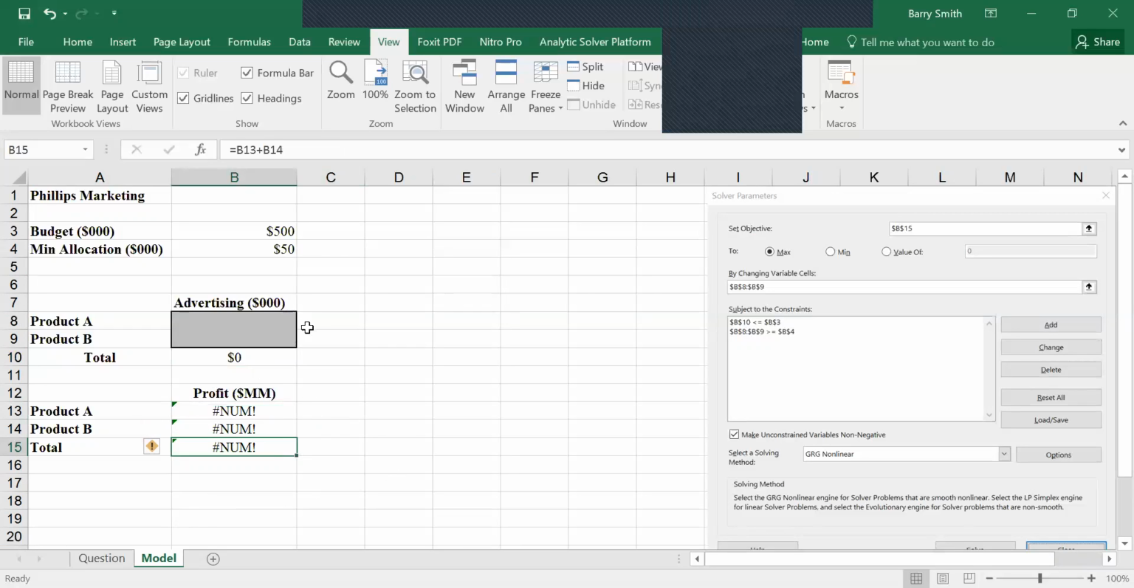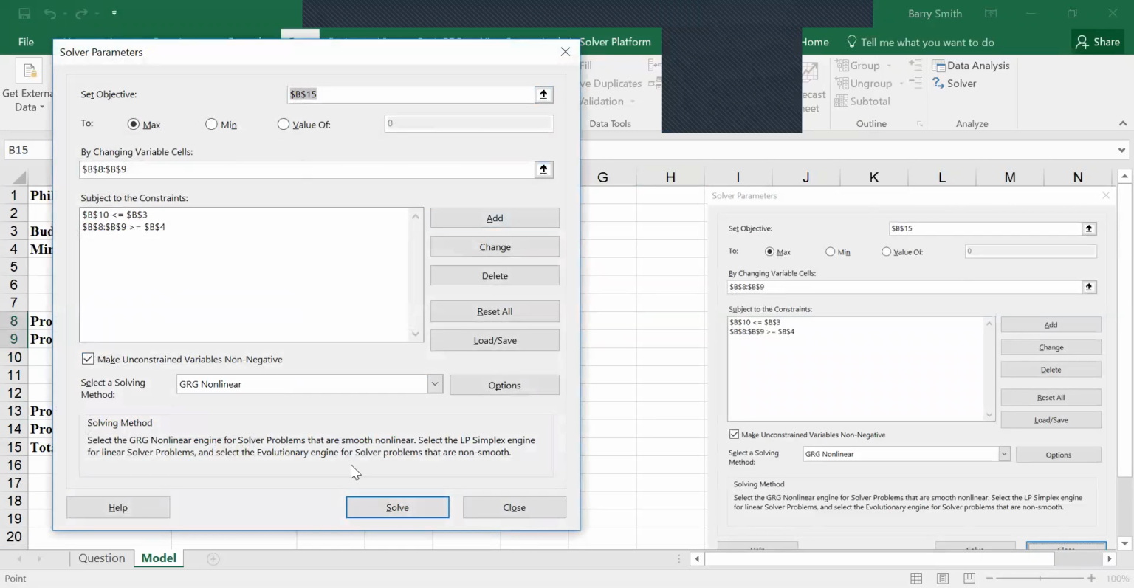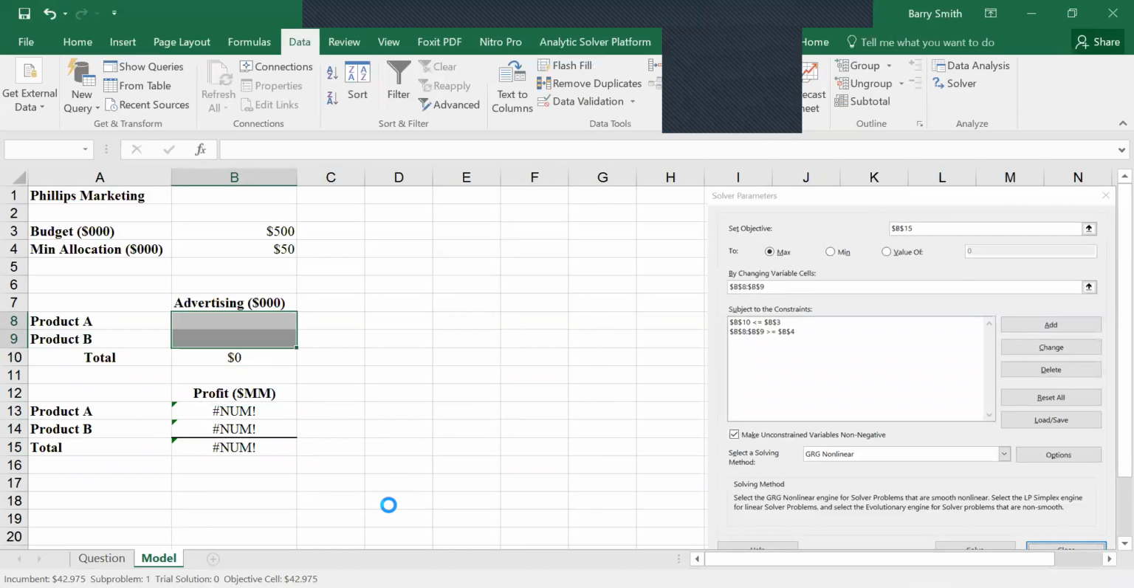And so what we need to do is use Solver. Basically, we want to set the objective, which is our profit here, the total profit. We want to maximize that, and we want to do it by changing these two variables, the advertising for A and B. And we have to set B10, which is the total, to be less than or equal to the 500,000, and these two both have to be greater than or equal to 50,000. So that's all the constraints we have to worry about. And so if we go to Data and Solver, and I've set this up so everything should look like this, then we go Solve, and yes, I want to do that.